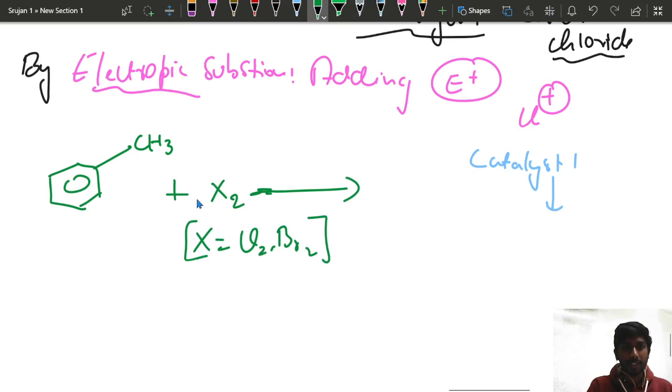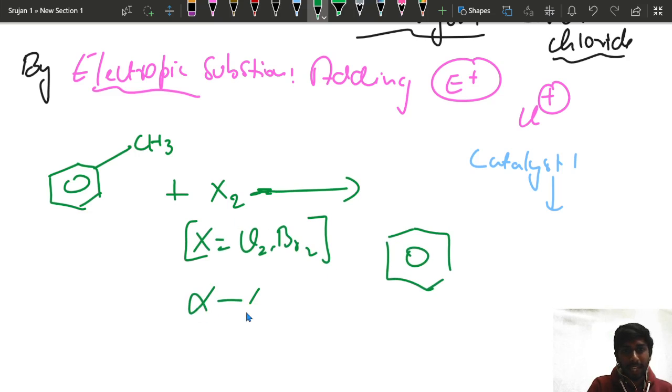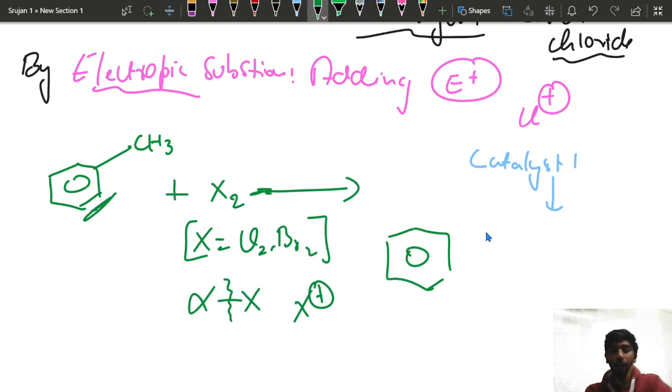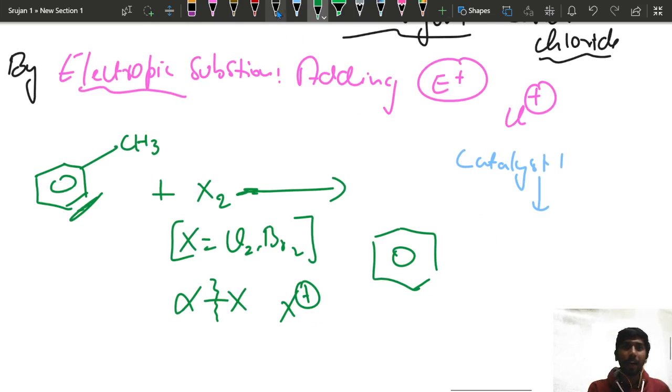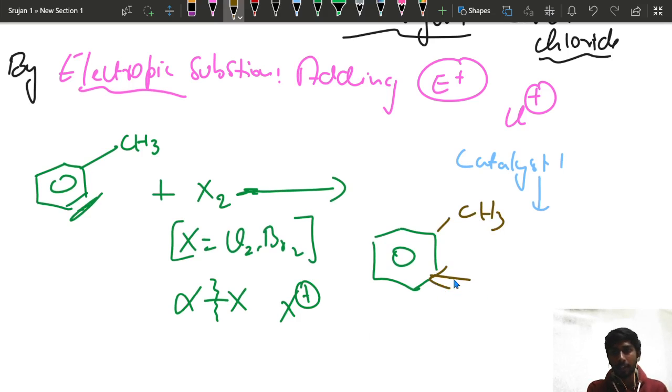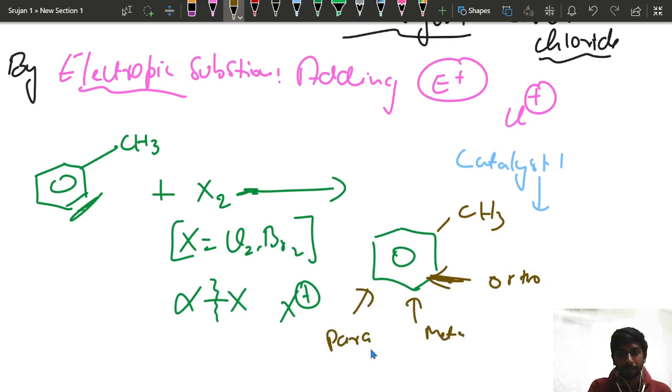So the same thing, we are just doing the breaking here, between this X-X there is a heterolytic cleavage. Okay, there is a heterolytic cleavage. X plus is added to this group. Okay, so you're getting two types of product. One is the para and one is the ortho. So CX3, and this is the ortho, right? This position is called the ortho position. This is the ortho position and this is the meta position and this is the para position.